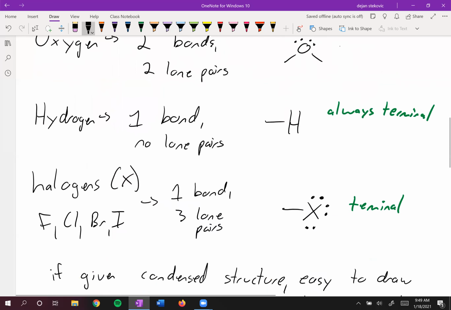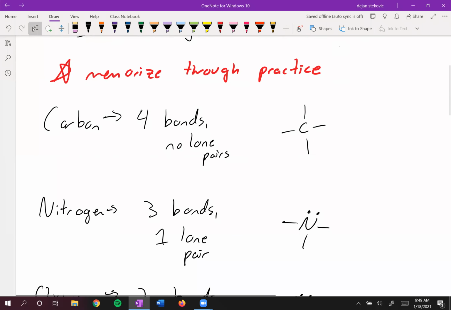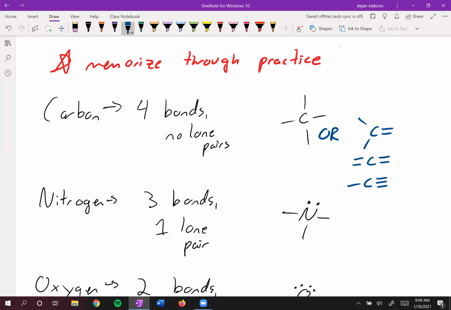And so let's go back up here where we said carbon has 4 bonds and we drew it with 4 single bonds. And that can certainly be the case, but it doesn't have to be, right? It could be that carbon has 4 single bonds, or carbon could have 1 double bond and 2 single bonds. Or maybe carbon has 2 double bonds. Or maybe carbon has a triple bond and a single bond, right? All of those are 4 bonds.